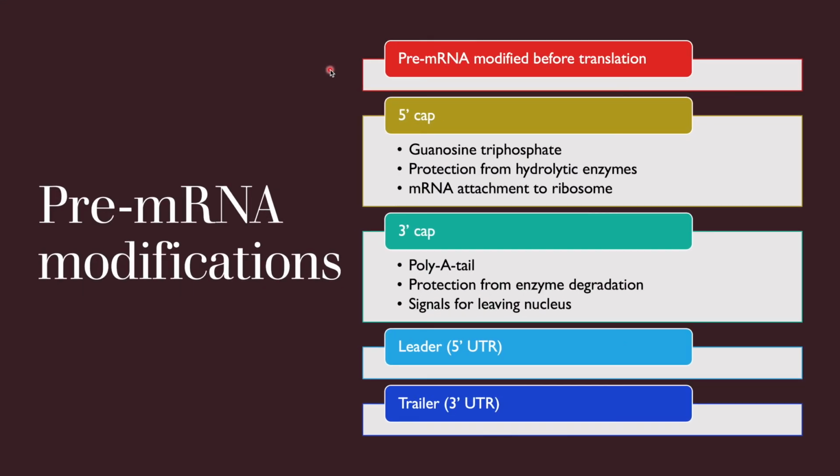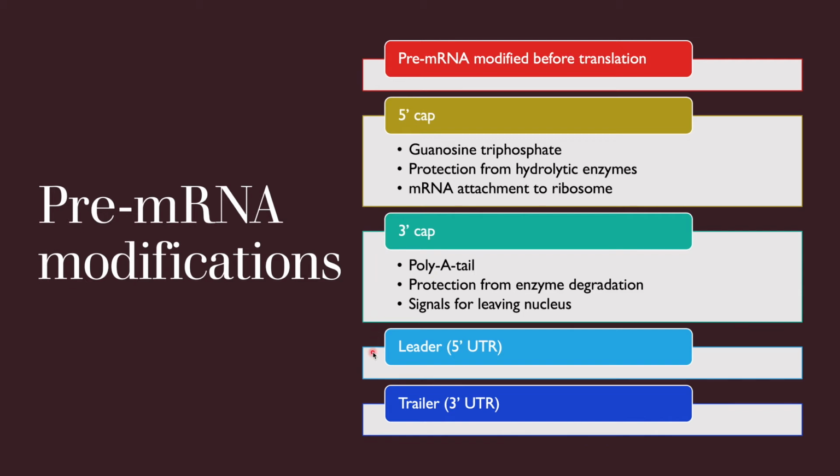Pre-mRNA is modified before leaving the nucleus for translation. The 5' and 3' ends are both altered. The 5' end is covalently bonded to a guanosine triphosphate cap, which protects the mRNA from degradation from hydrolytic enzymes and helps the mRNA attach to the ribosome for translation. The 3' end receives a poly-A tail, which also protects the mRNA from enzyme degradation and signals for the mRNA to exit the nucleus through the nuclear pore.